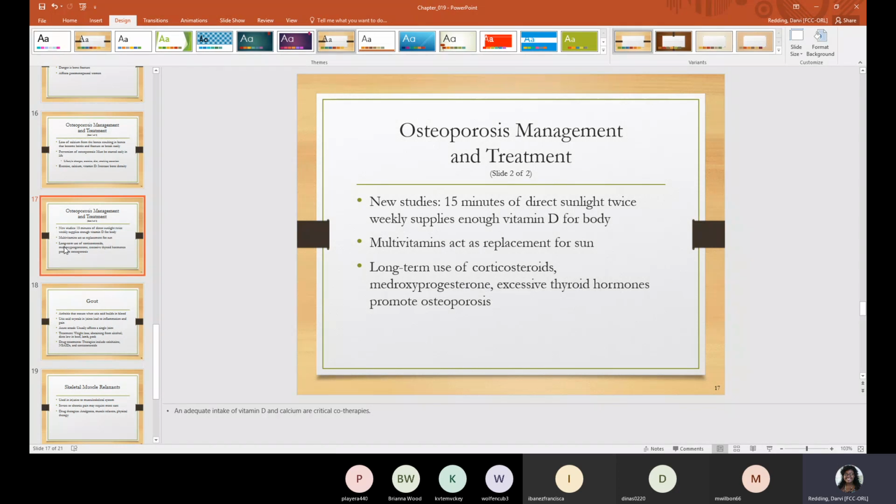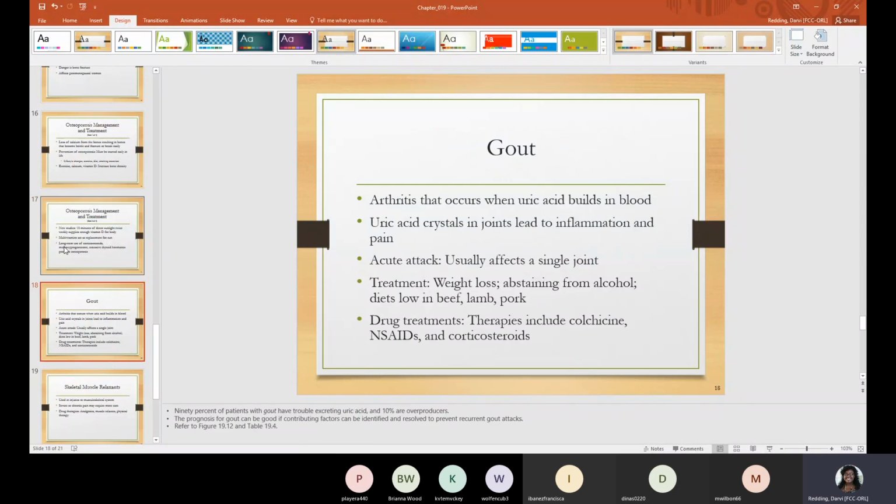So we learned about osteoarthritis, we learned about osteoporosis. Another condition that affects the skeletal system would be gout. So what is gout? Gout is arthritis that occurs when uric acid builds up in the blood. Gout is where your body has an overproduction of uric acid. And so uric acid is crystals in the joint, which can lead to inflammation and pain.